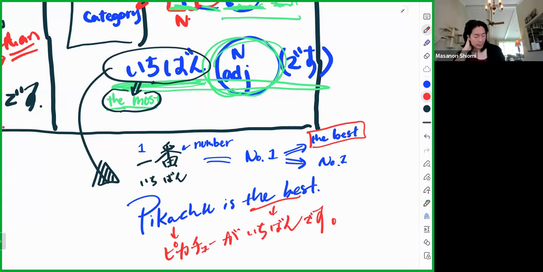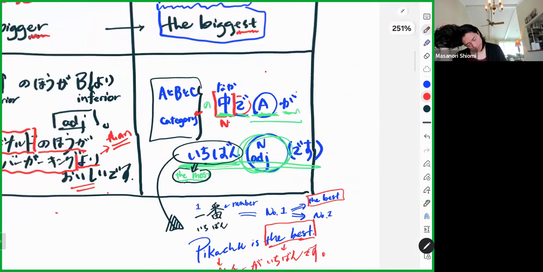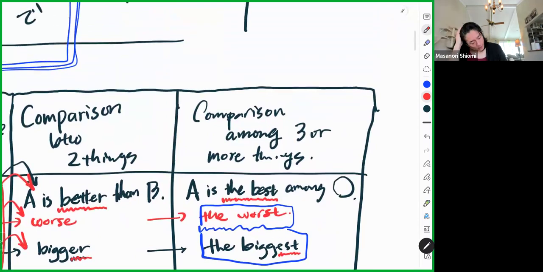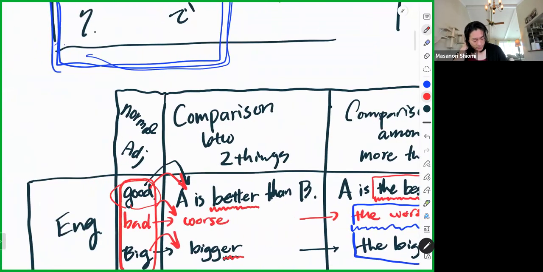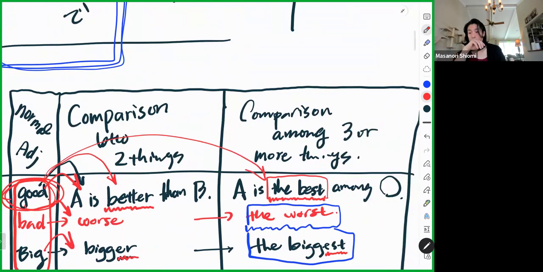But the best, like we covered, comes from the adjective good, right? Good becomes better when we compare among two things. And good becomes the best when we compare among three or more things, right? So that's the confusion.